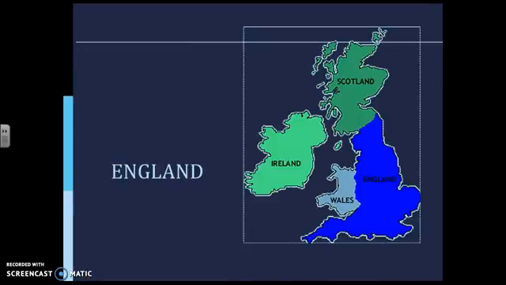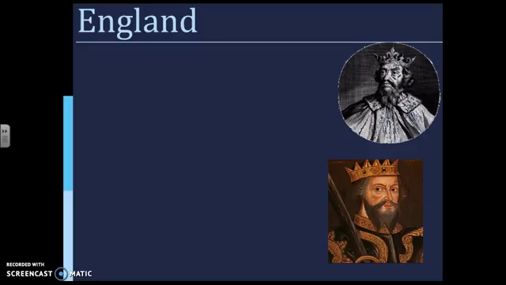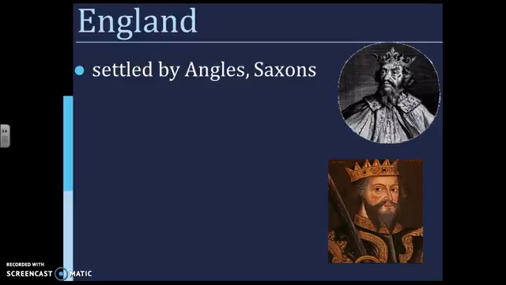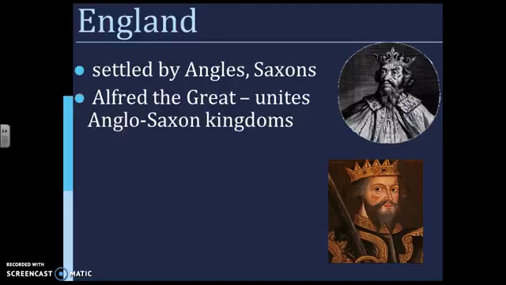All right, moving on to England. The development of England is first going to be settled by two barbarian tribes, the Angles and the Saxons. The first person who is important is Alfred the Great. He's going to unite all of those Anglo-Saxon kingdoms, about seven of them, into one unified nation. He's pictured up here at the top, under England, under one kingdom.